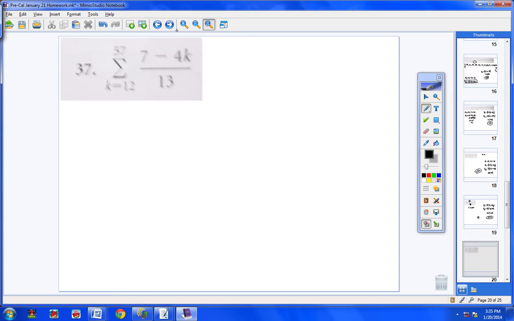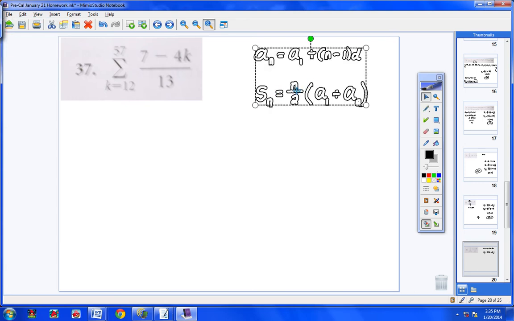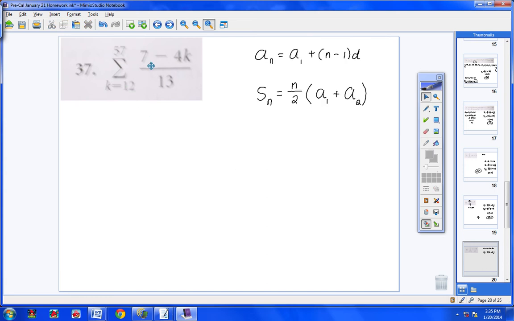Moving on. Number 37. Okay, now let's make sure we have an arithmetic sequence before we use this formula right here. All right, so here we go. This is going to be really annoying. Let's just use a 1. You can actually use a 1 and a 2 and a 3 just to get a look at it real quick. So I'm going to put a 1 in, and I would get out 3/13. Put a 2 in, I would get out 1/13. Put a 3 in, I would get negative 5/13.